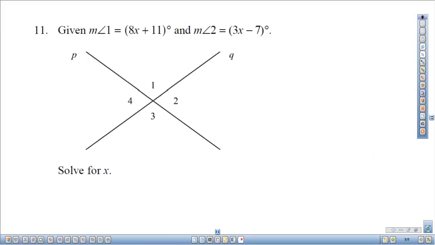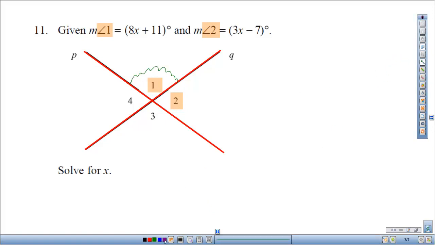Number 11, we have two lines that are intersecting again. So here's line Q, and here's line P. And when they cross, they create these four small angles. Some of them look a little obtuse, like angle 1. All right, so this problem involves what? Angle 1 and angle 2. In other words, we're talking about this obtuse angle and then this acute angle right here.